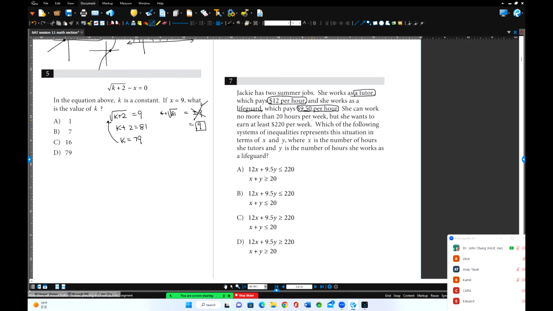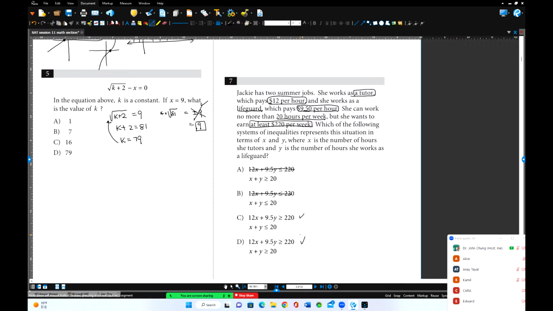She can work no more than 20 hours per week, because she's a student. She cannot spend much time on this. She can work no more than 20 hours, but she needs at least $220. So the minimum is $220. This is the maximum, and this is the minimum, greater than this number.